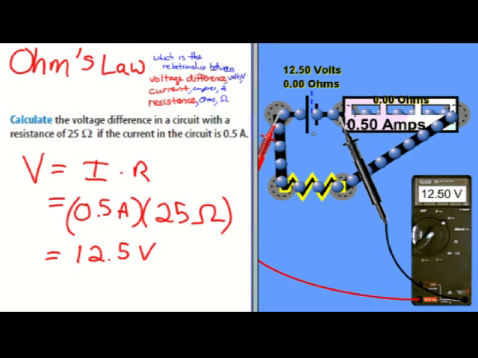And just like we did in class, you can see our power source here is at 12.5 volts, just as our problem suggests that we would get. And we are reading with an ammeter that's 0.5 amps, and our resistor here is a 25 ohm resistor.